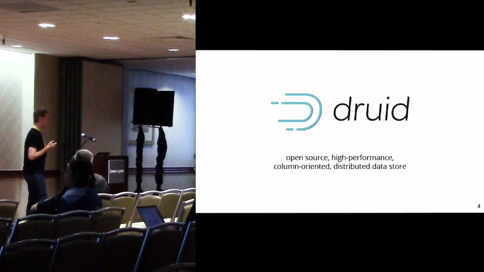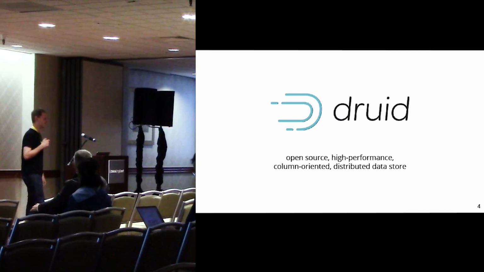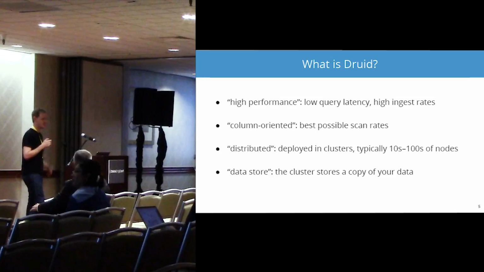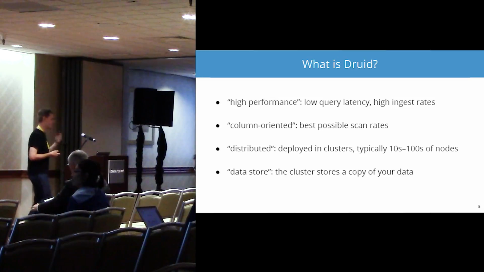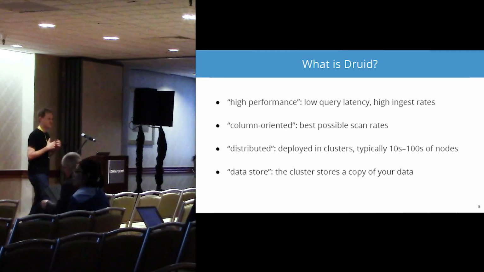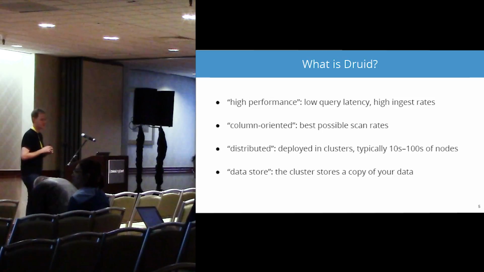Druid is an open source, high performance, column-oriented, distributed data store. It's a mouthful. What does that mean? So we can unpack it a bit. High performance means we're shooting for low query latency and high ingest rates. So that's a key part of the DNA of our project. Column-oriented, best possible scan rates. Column orientation is the technology you use when you want to do an analytics database. It's common amongst all analytics databases.